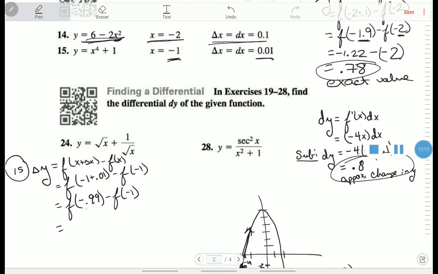So if we plug in -0.99 into this function, -0.99 gives us 1.9606. I'm going to use 4 decimal places. And if we plug in -1, we're going to get 2.